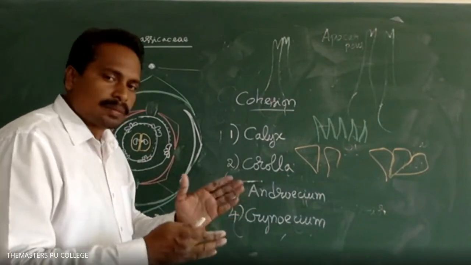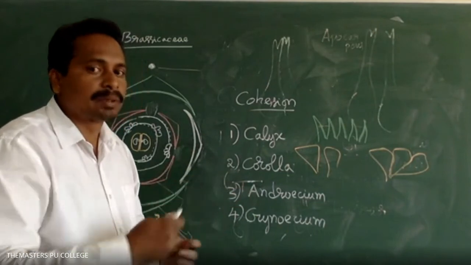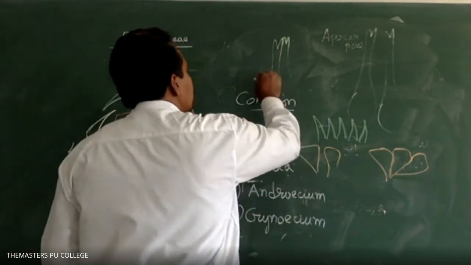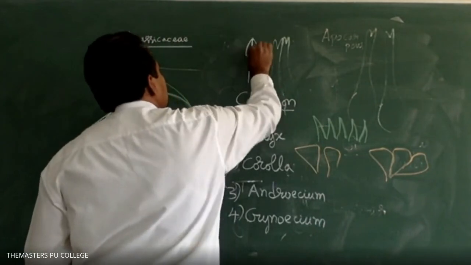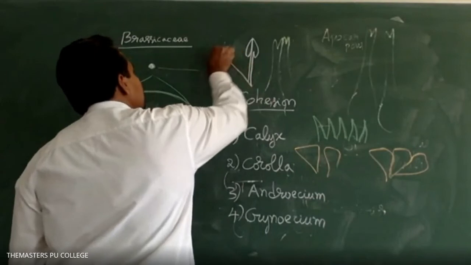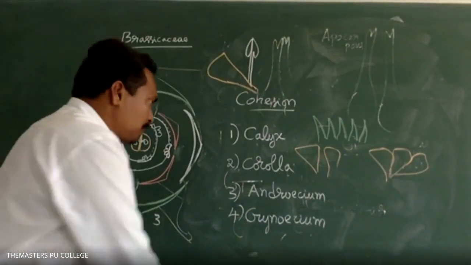If one type of member is fused with another type of member, suppose stamens are attached to the petals, fused with petals, what is that condition? You have already learned about that. Epipetalous. Very good. Epipetalous.